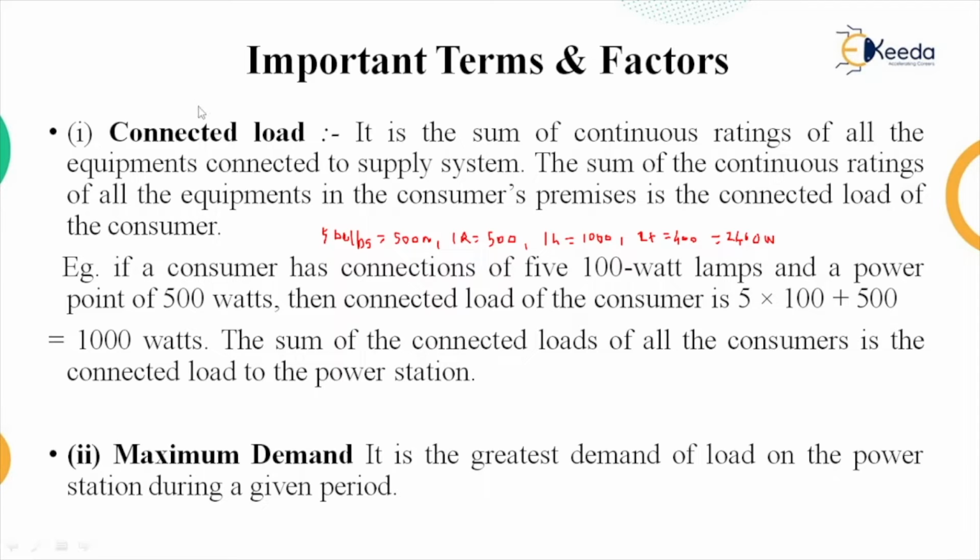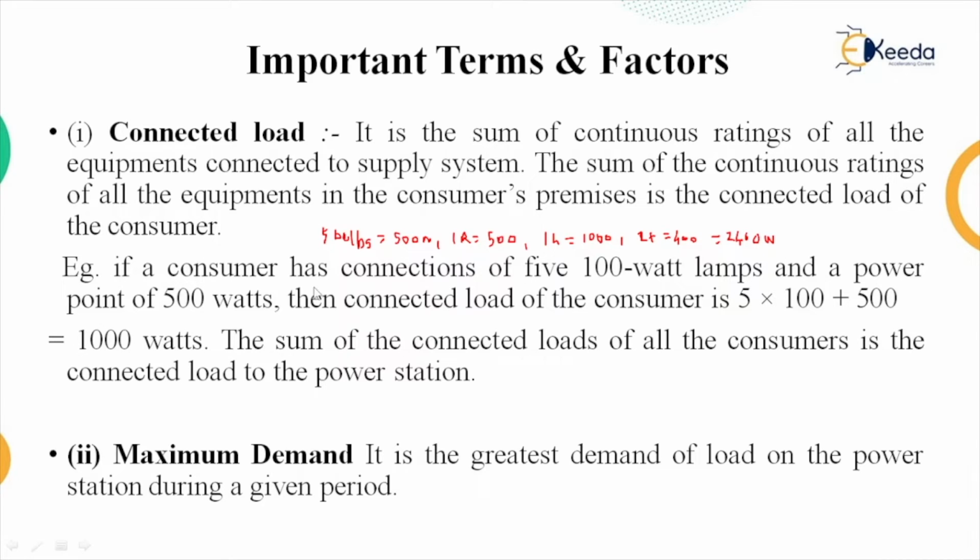It is the sum of continuous ratings. Continuous rating means, for example, one bulb has a rating of 100 watt, so 5 bulbs have 500 watt, one refrigerator has 500 watt. Rating is what is mentioned on the nameplate of that electrical device. The sum of continuous ratings of all the equipment in the consumer's premises is the connected load of the consumer.